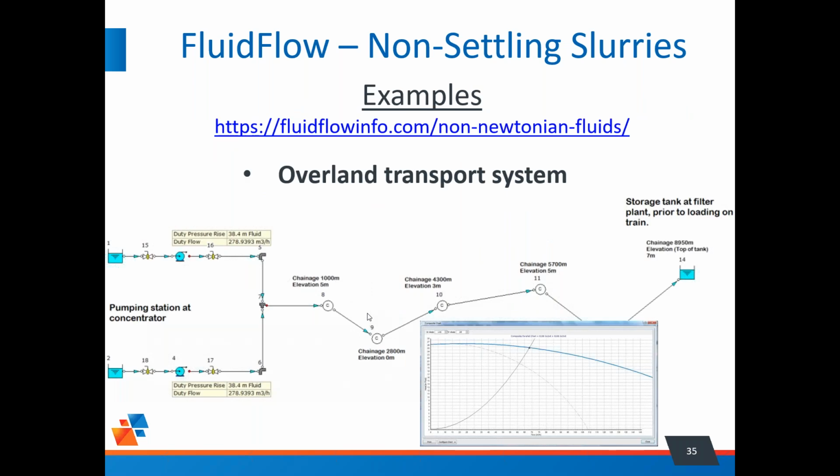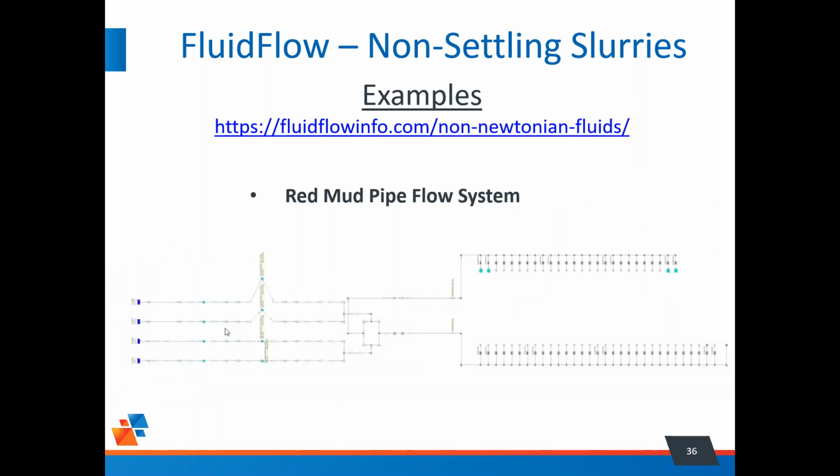Okay, looks like we're running out of time here. So briefly, here are a couple of examples. You can actually look at the FluidFlow website, fluidflowinfo.com. Here's an overland transport system where Bingham plastic fluid is transported over almost 9 kilometers of pipework with changing elevation. On the bottom there, you can also see the composite chart of the 2 pumps in parallel. And another example would be a large red mud pipe flow system, again over 7 kilometers of pipework with 8 pumps this time.